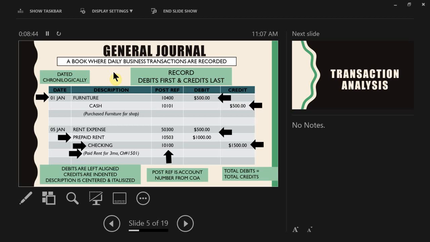Now, your post-reference number will always be your account number that you associate in your chart of accounts. Now, you don't have to have a number per se. It could be like A for assets, and then it could be a couple digits after that. Whatever type of sequence that you use to separate or categorize them is whatever you're going to post in your post reference. So for example, furniture. I wrote that furniture is going to be my account number 10400.